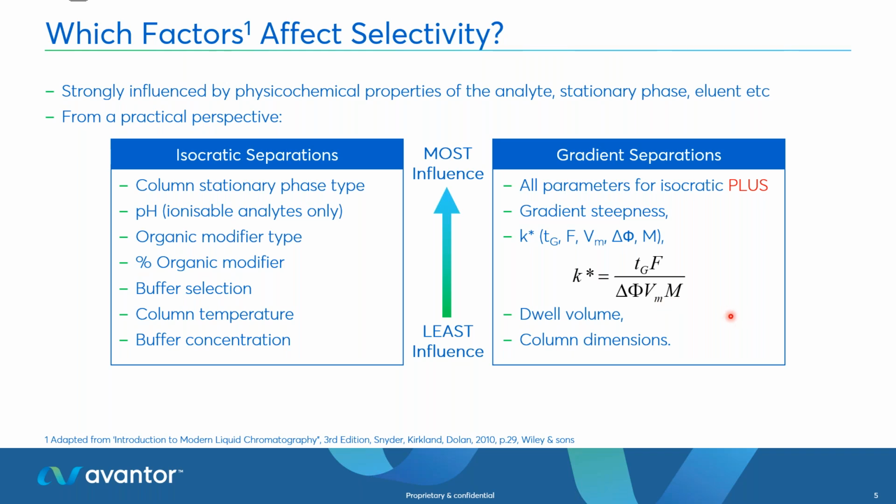So all of those factors could change the selectivity, and therefore if you've decided you're going to speed up your methods and you scale the gradient, if you don't scale it accurately, you might be changing the selectivity within the system, because all of these parameters affect that alpha term. There's also the instrument dwell volume and the column dimensions, because they impact that column volume.